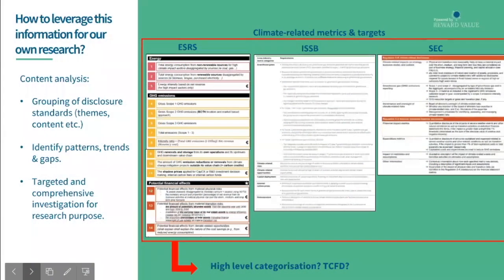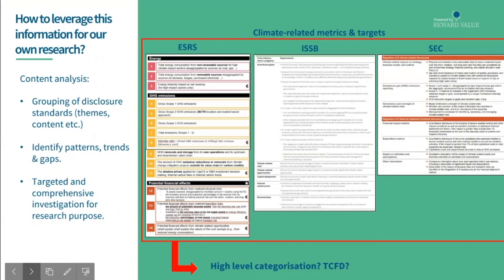The key question is right now, how can we leverage information that is available now for our own research or for the development of tooling, as I referred to earlier? Similar to many academic studies, applying a content analysis would really serve as a valuable tool for unraveling new information that is yet to be explored by previous researchers.